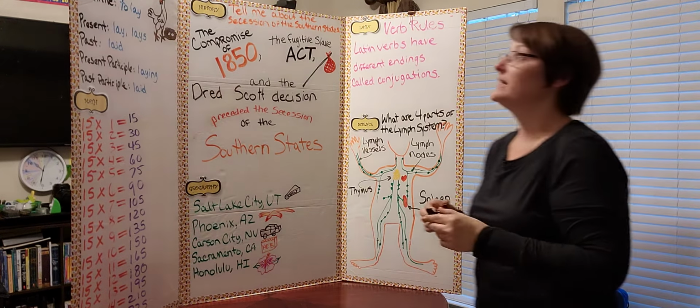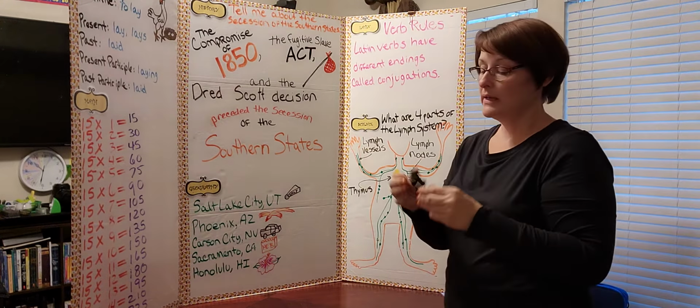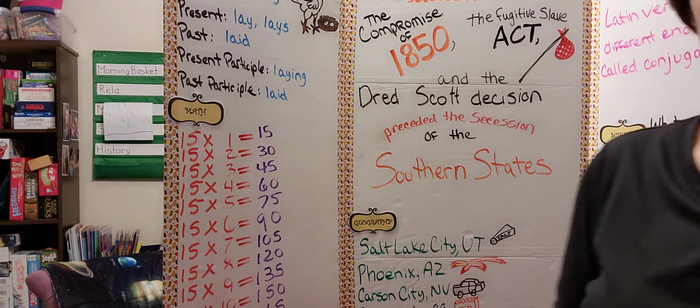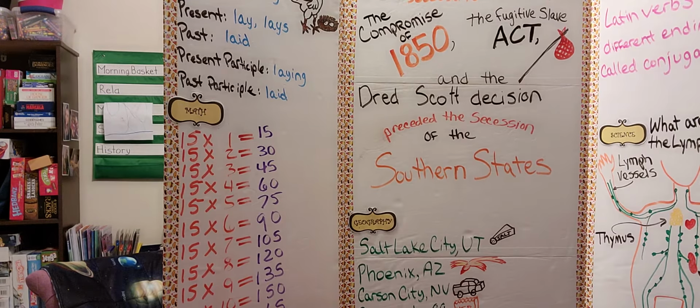After timeline, we did the irregular verb lay. So we have our chicken here that I drew for to lay. So the infinitive is to lay, and then we have present, lay, lays, past was laid, present participle laying, and past participle laid. And we went from there into history.